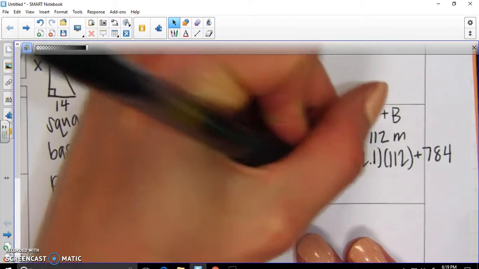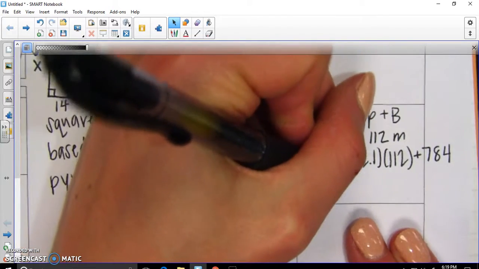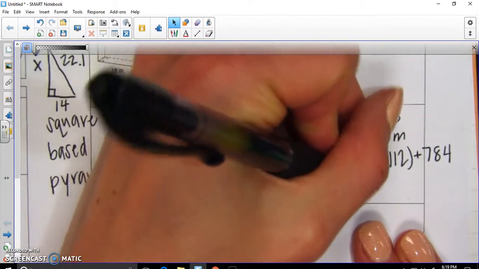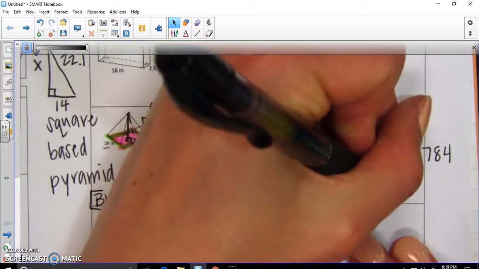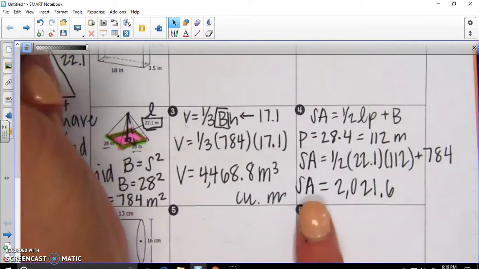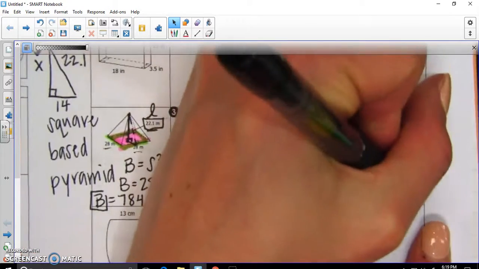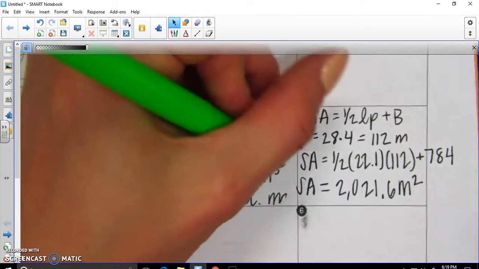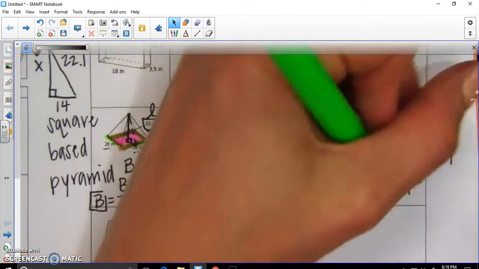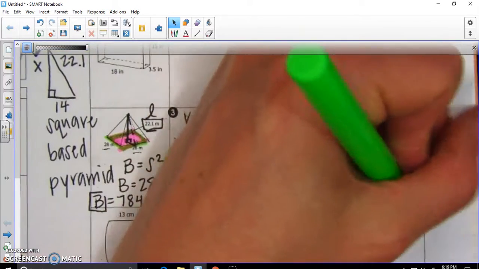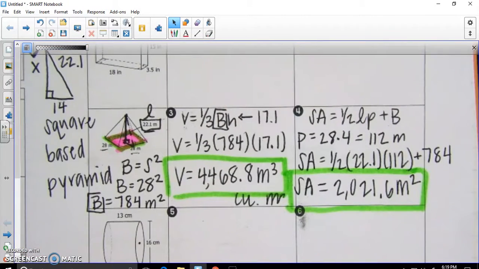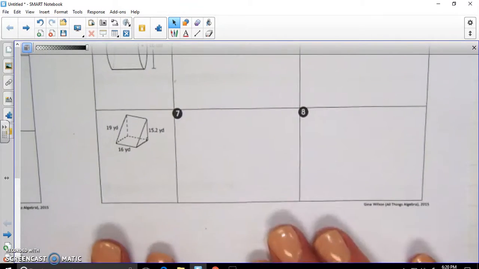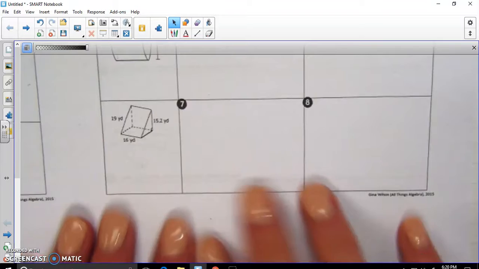Going to get that surface area is a total of 2,021.6. Now surface area, this is going to be units squared, square units, because it's like we're wrapping a present. It's like how we're going to cover the present, not how we're filling up something. So it's square units, unlike volume, which is cubic. Excellent. All right, let's move on to the last one on this page. Yep, let's do this one.